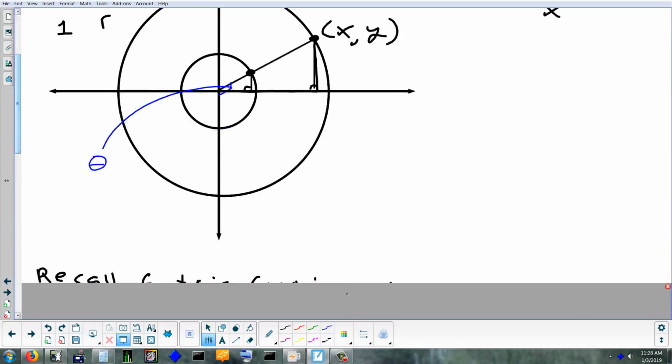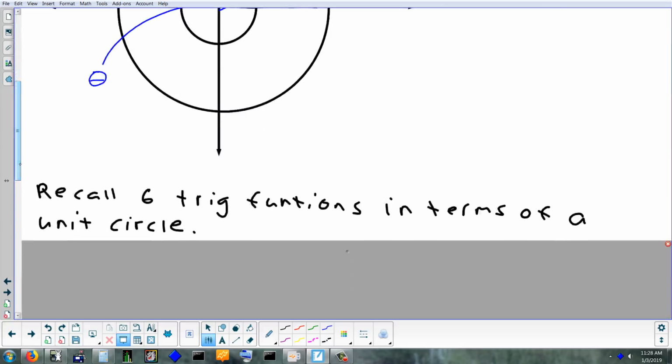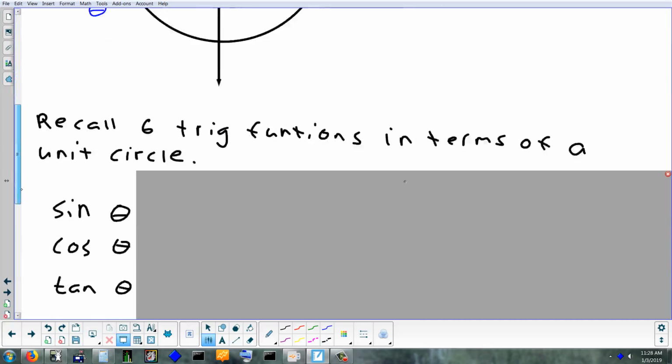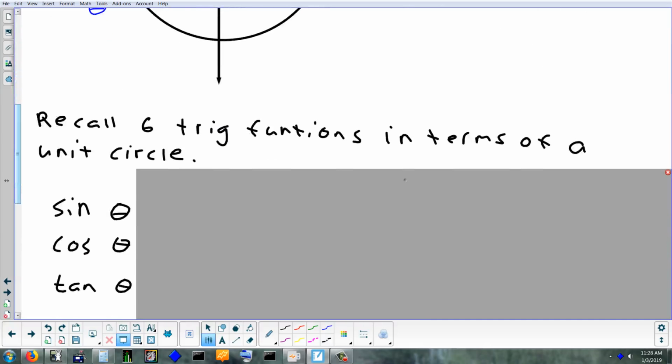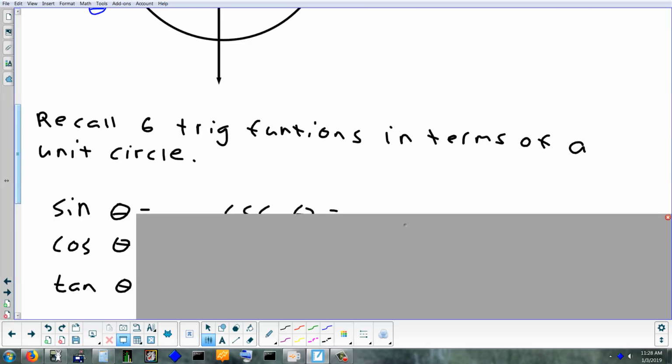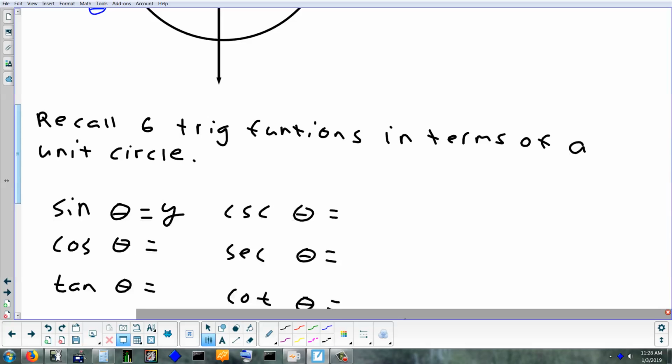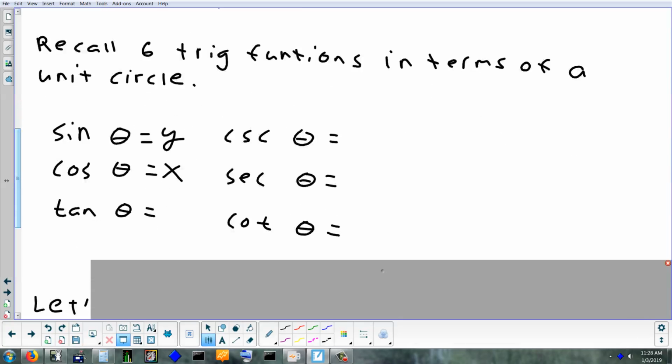I have them right here. Does anybody remember what the sine was equal to? It was just a single letter in the coordinate. Yep. Y. Yep, sine is equal to the y value of the coordinate. How about cosine? Yep. X. Yep, cosine was x. And how about tangent? That one was a fraction. It was y over x.